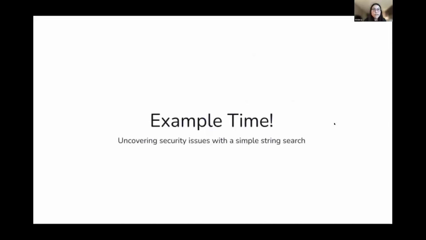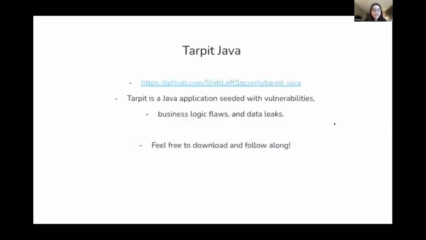So let's look at an example. Let's actually jump into a vulnerable code base and search for some vulnerabilities there. And the repository that we're going to be looking at today is called Tarpit Java, and here's the link here. Feel free to download it and follow along. Tarpit Java is a Java application that's seeded with a lot of common vulnerabilities, such as the OWASP top 10, several business logic flaws, as well as data leaks. So let's get started.